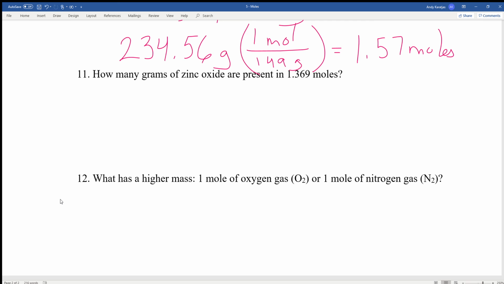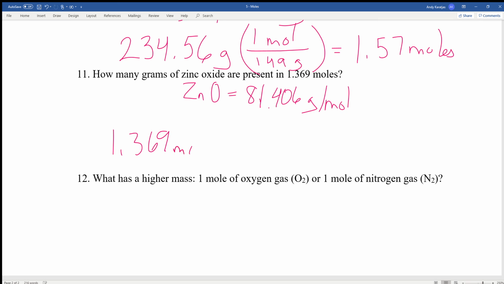Question 11 is a very similar problem. Zinc oxide. Again, we need to find the formula from the name. Zinc gives us a 2+ ion. Oxygen is a -2, so we need 1 zinc, 1 oxygen. Molar mass here is 81.406 grams per mole. So 1.369 moles.